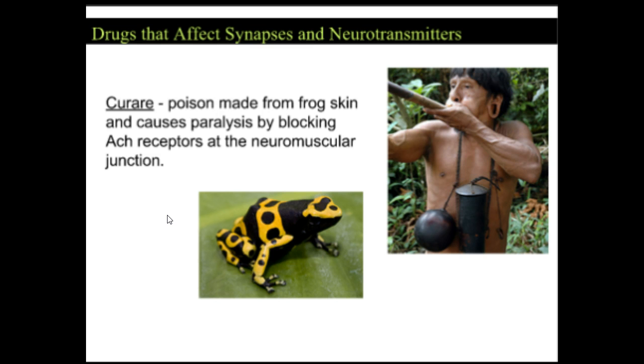And there's actually poisons made from frog skin that can cause paralysis by blocking acetylcholine receptors at the neuromuscular junction. We're actually going to talk about that a little bit next week. I thought it might be too much for this week, but next week we're going to talk about that. Snails actually do the same thing, and fish sometimes.